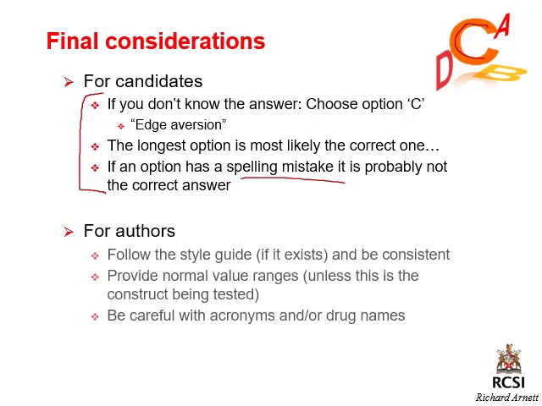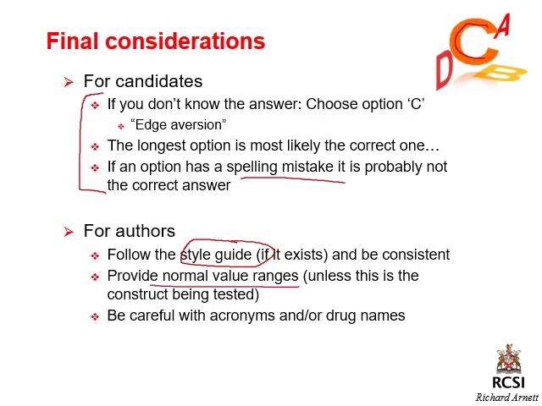For authors, follow the style guide if it exists. Here in MRCSI, two house style things would be that we use 5 options. Other people might use 4 or 3, but here in MRCSI we use 5. Again, we don't write negatively phrased questions. So be aware of specifics in the institution in which you're working when you're writing MCQs. Do see if there's a style guide or any in-house rules.